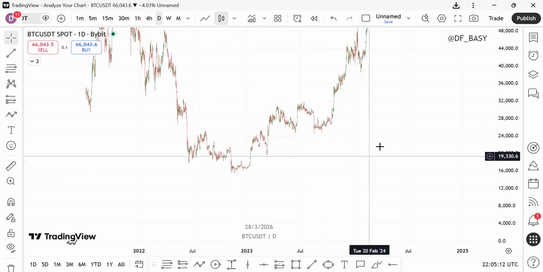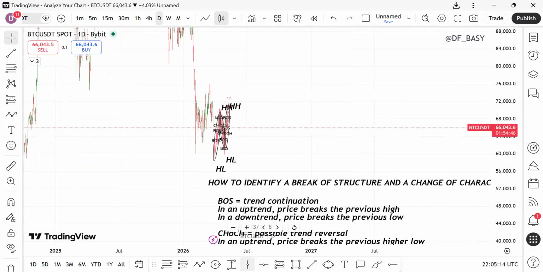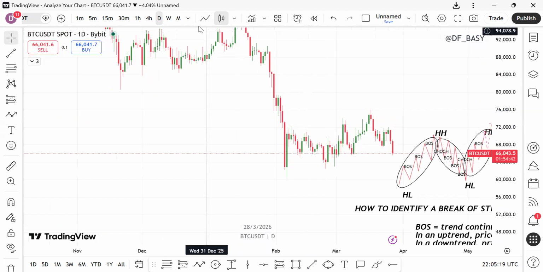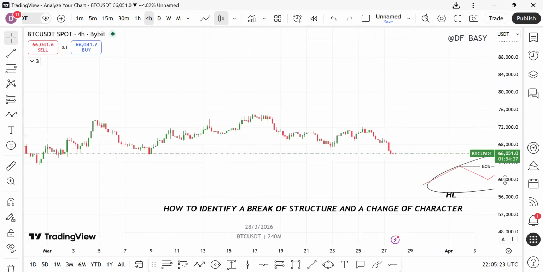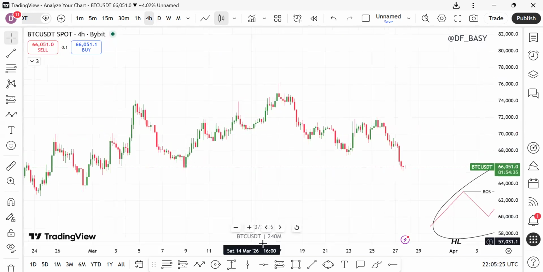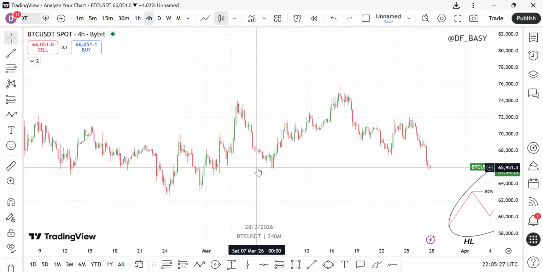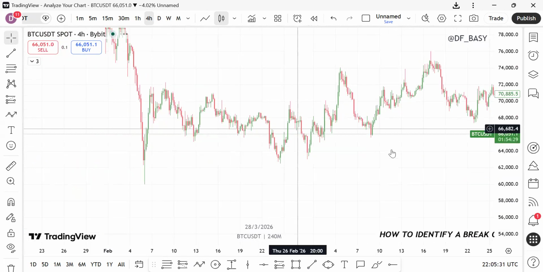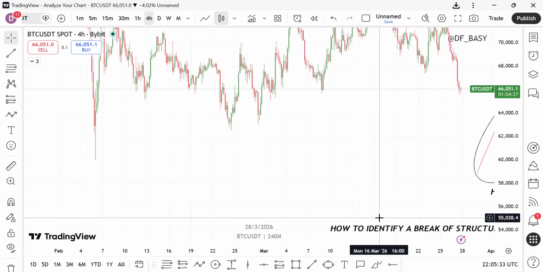So now to identify your structure, your break of structure, your market has to close above the high or it has to close below the lower low. So now look at this. Let's look at this chart in real time.